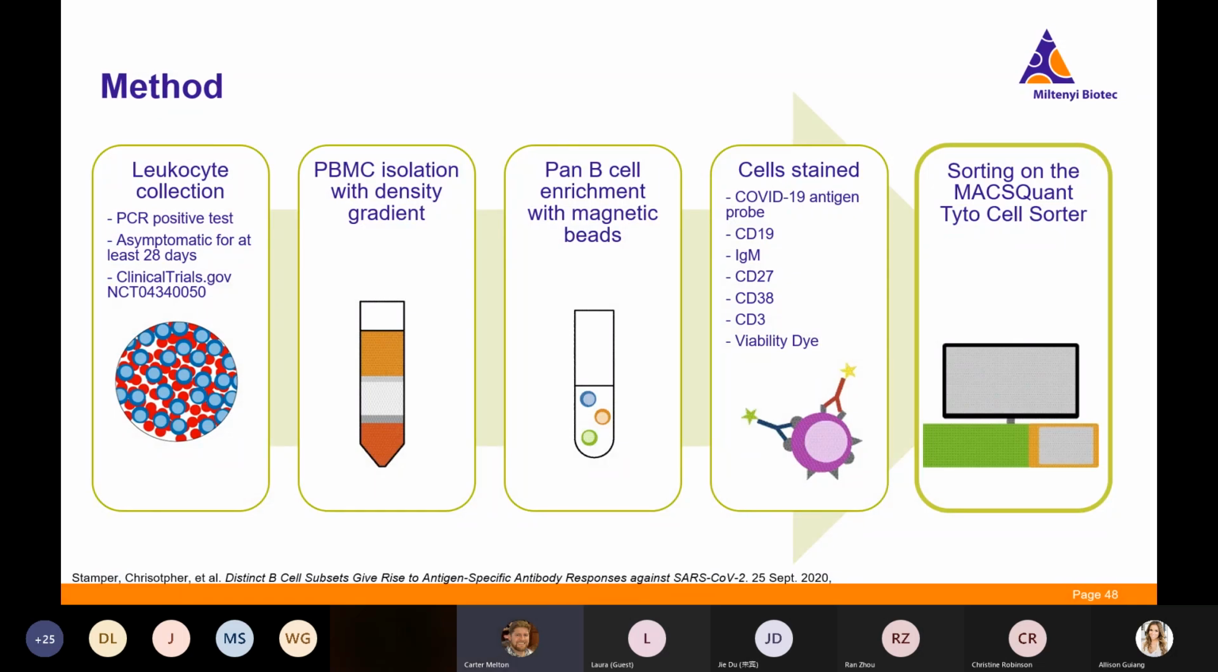Initially, the patients did need a PCR positive test, so they did collect leukocytes from patients that had been exposed to COVID-19. Then they isolated PBMCs, did a pan B cell enrichment, and then they stained these B cells with CD19, a few other common B cell markers, and then also the COVID-19 antigen probe. So that was the main one. And then we sorted these cells on the MaxQuant Tito.